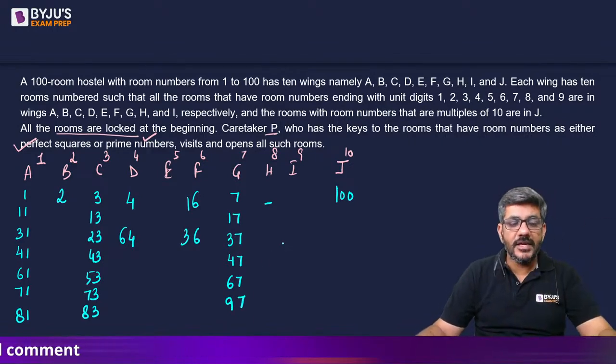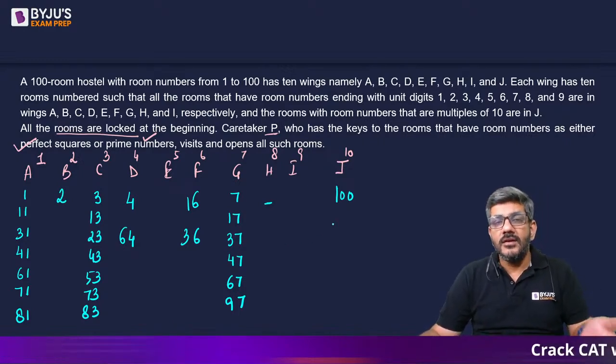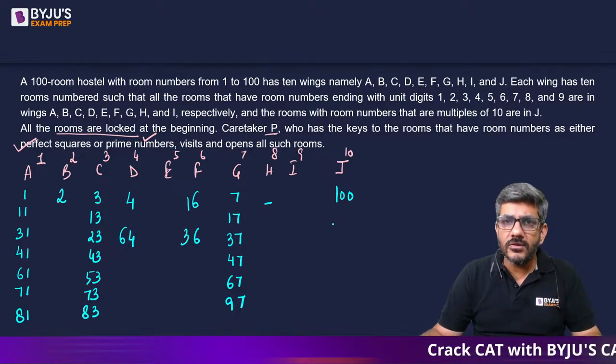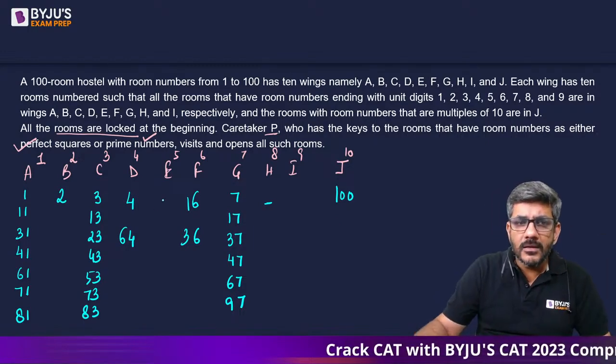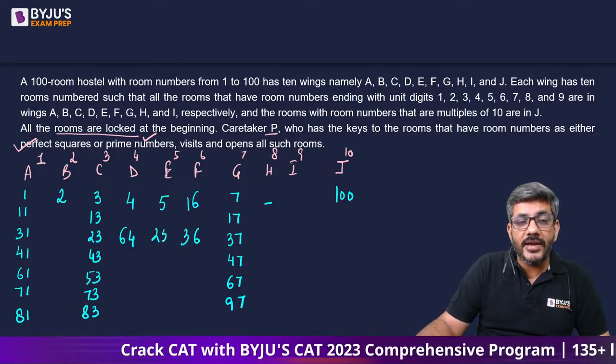Now we are left with E and I. Once again, when I talk about E, numbers ending with 5. Numbers ending with 5 are multiples of 5. That means they cannot be prime. Only one prime can be there, that is 5 itself. And only one square can be there, that is 25.